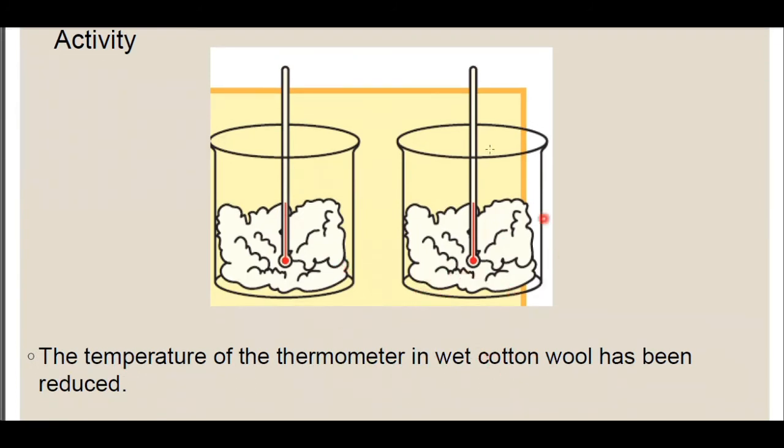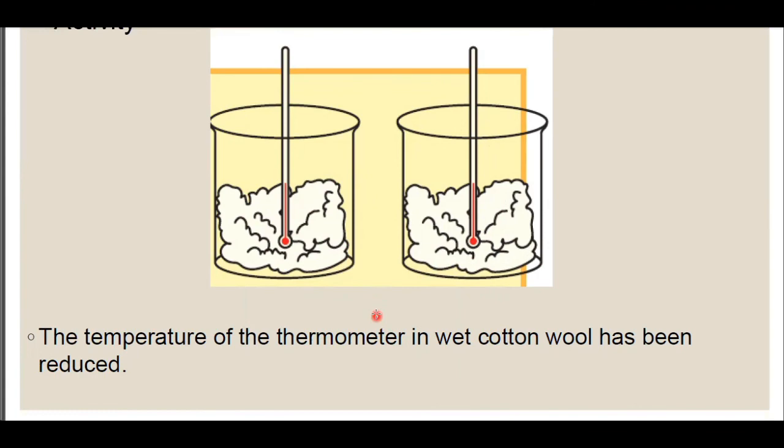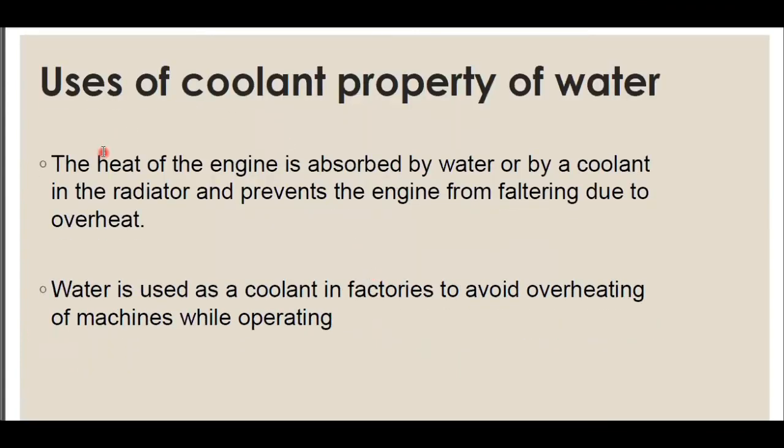So what is the reason for this? Water acting as a coolant. Okay. So let's see what are the uses of the coolant property of water. You know that once an engine starts to work, it not only machines but also vehicle engines, a lot of heat is released. So what happens? There is a specific part in a vehicle where you add coolant in the radiator. So the reason for this is to prevent overheating.